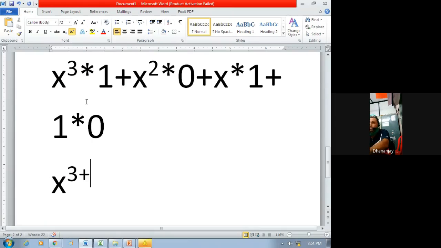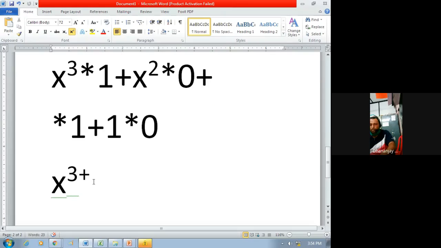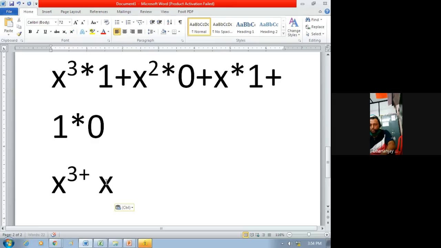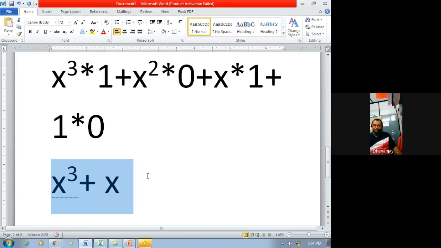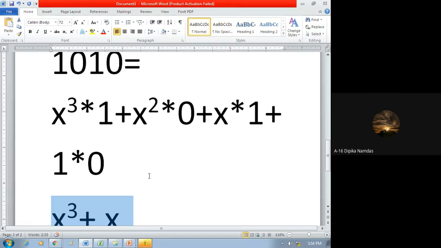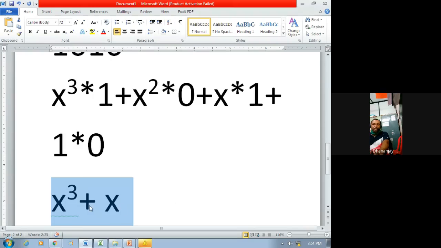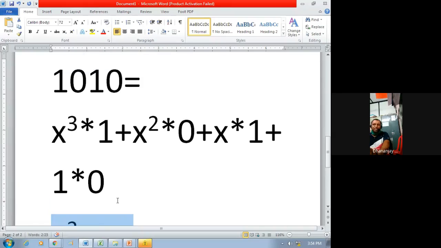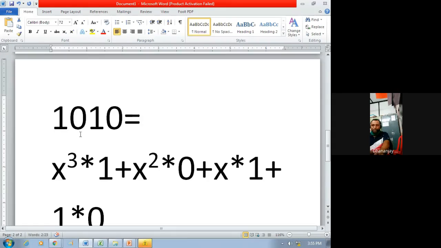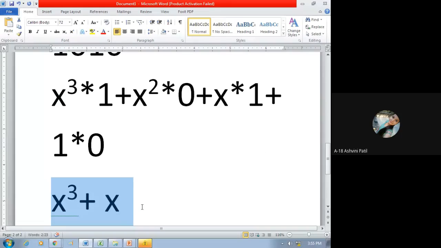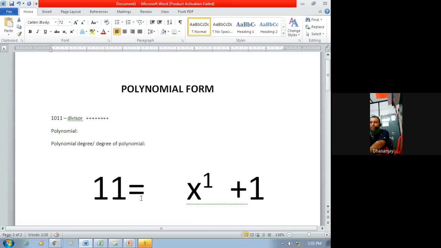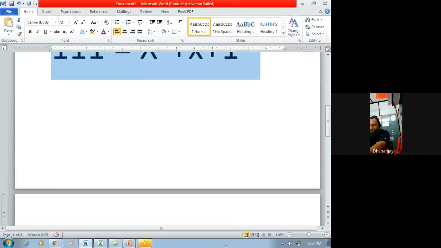x cube plus x. कळतंय का? Yes sir. Okay. So 1 0 1 0 in polynomial form will become x cube plus x. Is it getting clearer to you? Yes, sir. Okay. So now let us take an example here.